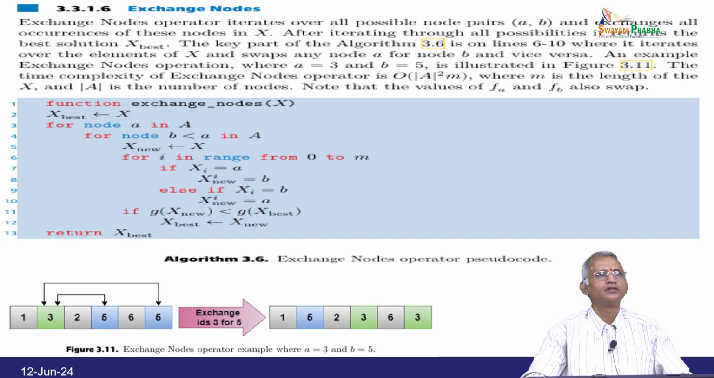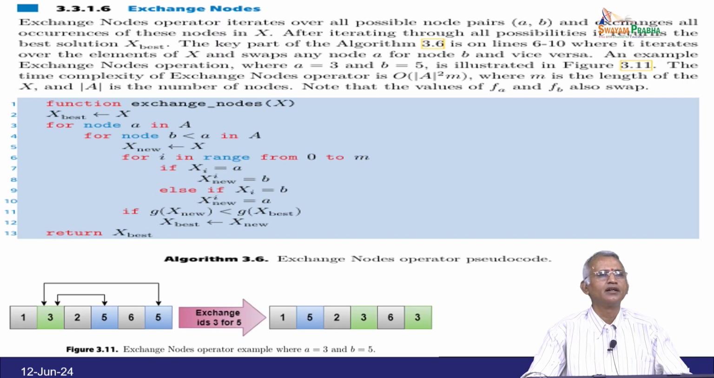Next, exchange node. The exchange node operator iterates over all possible node pairs a, b and exchanges all occurrences of these nodes in x. After iterating through all possibilities, it returns the best solution x best. The key part of the algorithm is on line 10, where it iterates over the elements of x and swaps any node a for node b and vice versa. An example exchange node operation where a equals 3 and b equals 5 is illustrated in Figure 3.11.